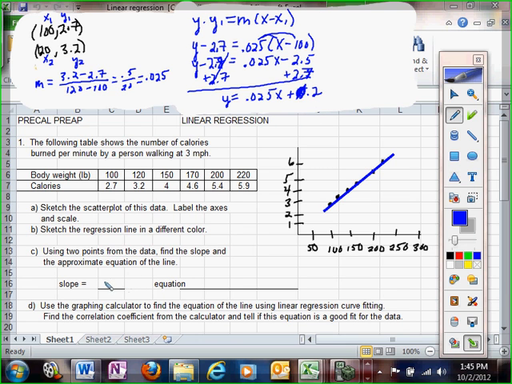We found the slope was 0.025. We found the equation was y equals 0.025x plus 0.2. And that was all basically reviewed. Now we're going to get into using the graphing calculator to find this.